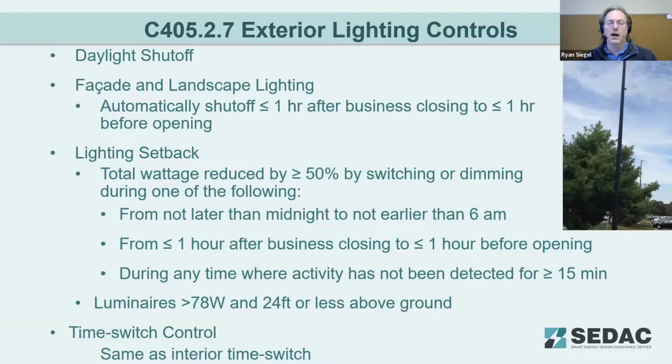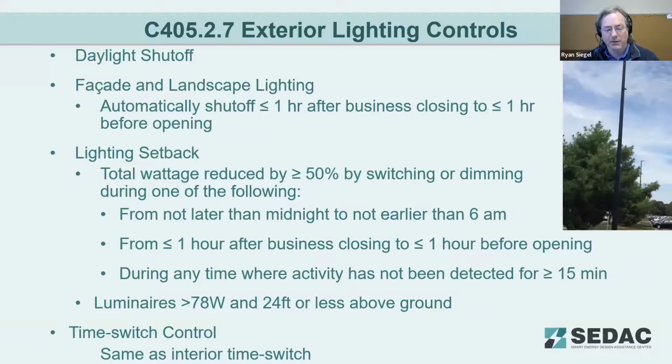Whereas if you're not dealing in facade and landscape lighting, so all our other exterior lighting needs to have setback. So we need to reduce that wattage by at least 50%. That is up from 30% previously. So we've got to drop at least 50% of the watts, either by switching or dimming. Either one is available. And in one of the 3 times.